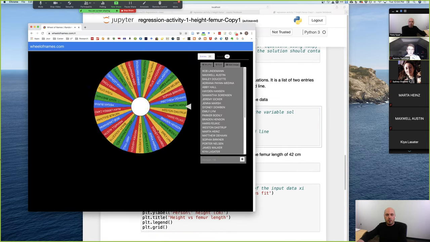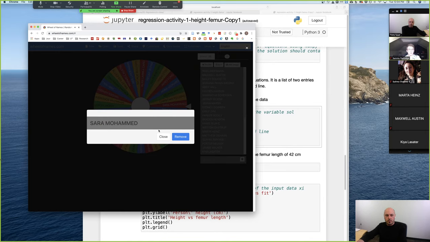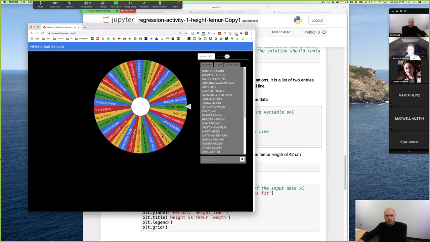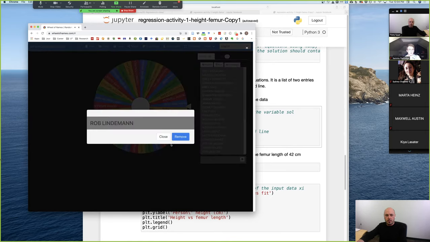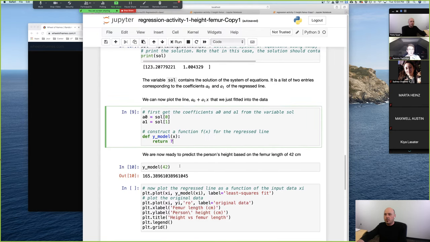Let me see. Let's spin the wheel. We got Sarah again. I already got it. Okay. Rob, are you with us? So who said they got it? Me. Alan, go ahead. Yeah, so I just let the enter below the def y model thing, put y equals a1 times x plus a0. Mm-hmm. That's correct. So a1 times x, exactly.